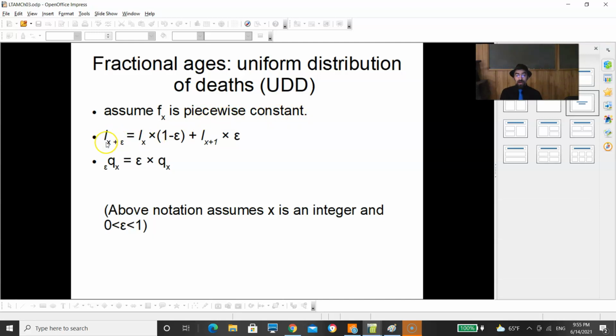And it gets us the formula that L sub x plus epsilon, where x is a whole number of years and epsilon is the fractional part, equals L sub x times 1 minus epsilon plus L sub x plus 1 times epsilon. And epsilon qx is epsilon times qx. So if you're looking halfway in, the number of people who survive halfway through is just halfway between those who are alive at beginning of year and beginning of next year. And the probability of dying in the first half of the year is just half of the probability of dying that year.